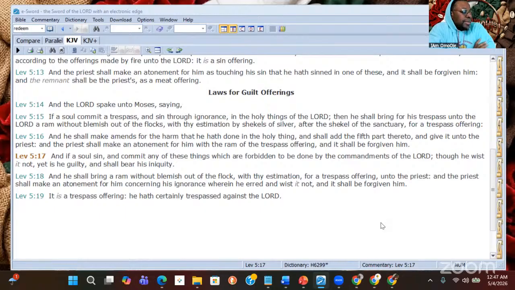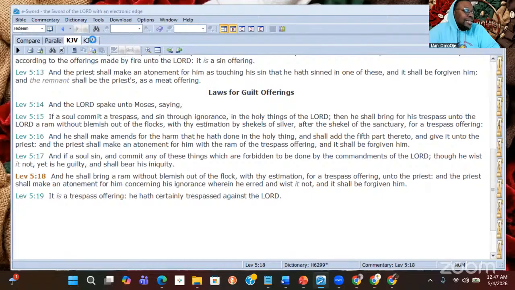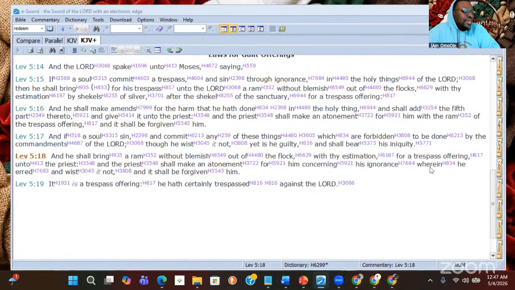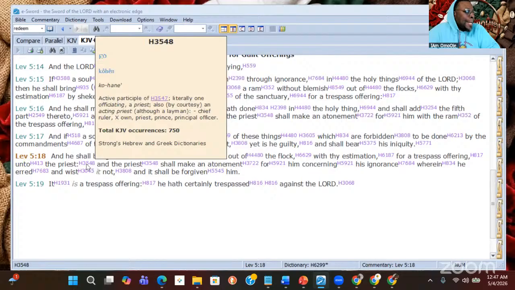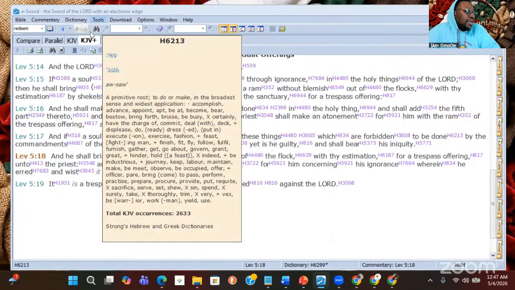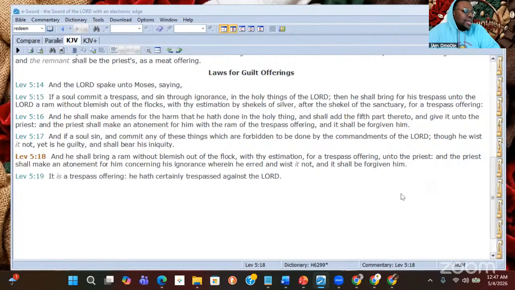And he shall bring a ram without blemish of a flock with thy estimation for a trespass offering unto the Kohane, or am I saying that wrong? It's not Cojones. Modernly it's colon, but is it cojone? Kohane.